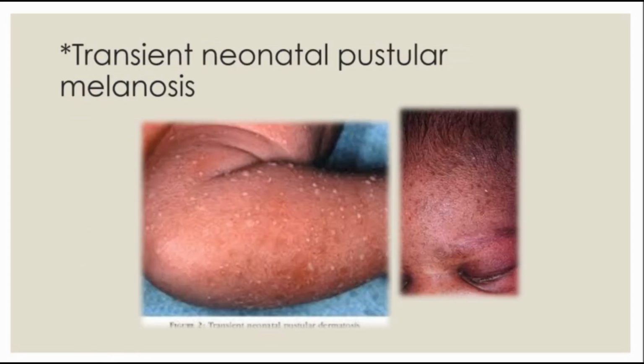Okay, here's an asterisk disease. This is transient neonatal pustular melanosis. Look at this picture. This picture is gold. This picture is a picture you should know. This is a picture of transient neonatal pustular melanosis. This is a benign idiopathic disease which presents at birth. It's not commonly seen in the white population, and I'll leave you to guess why.